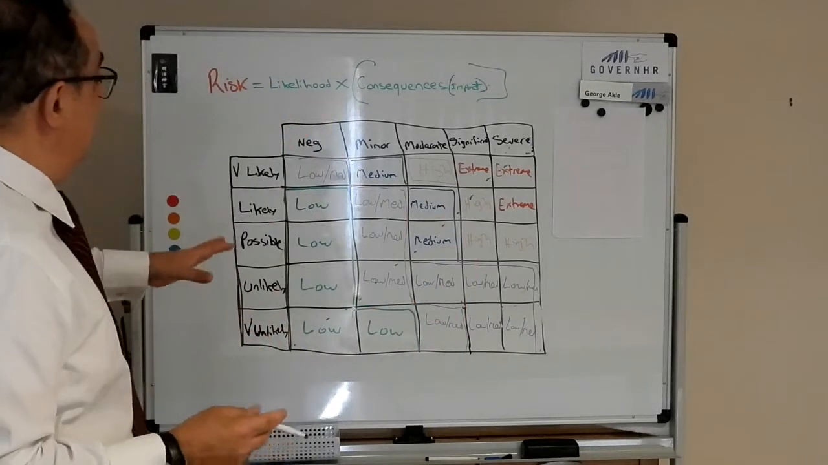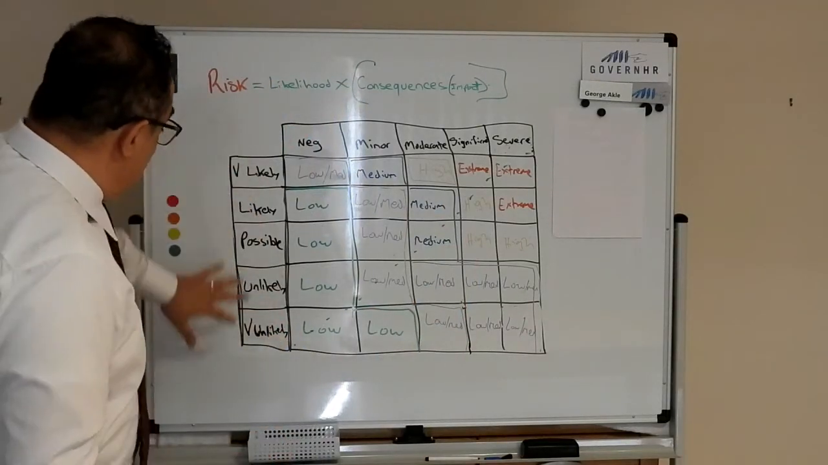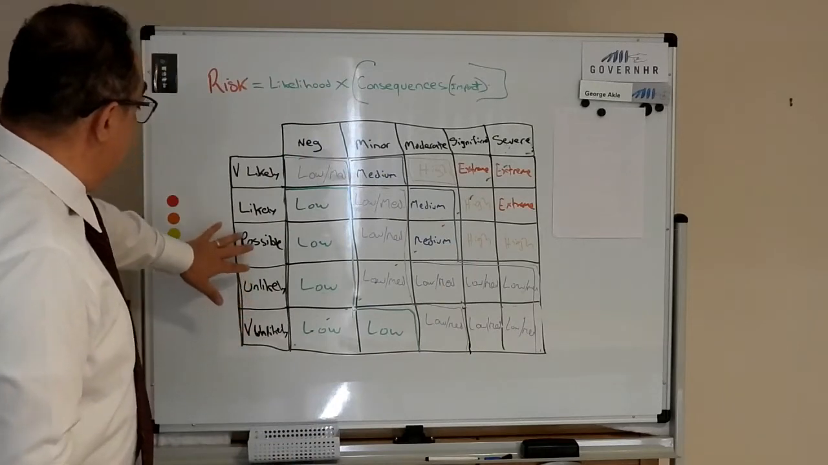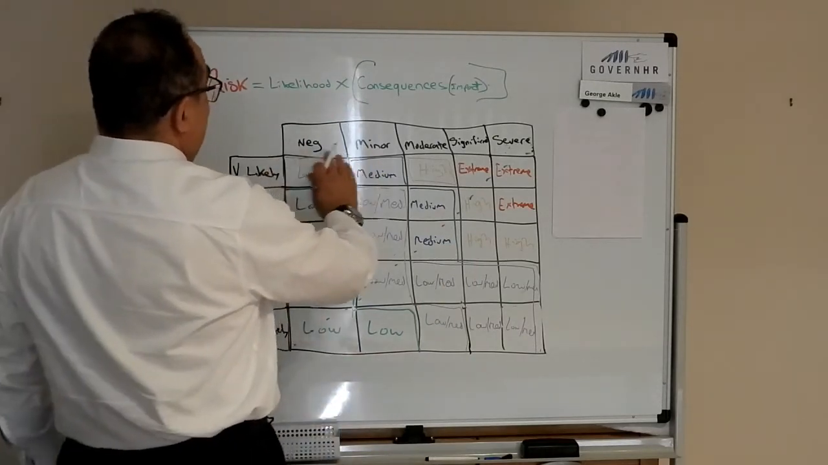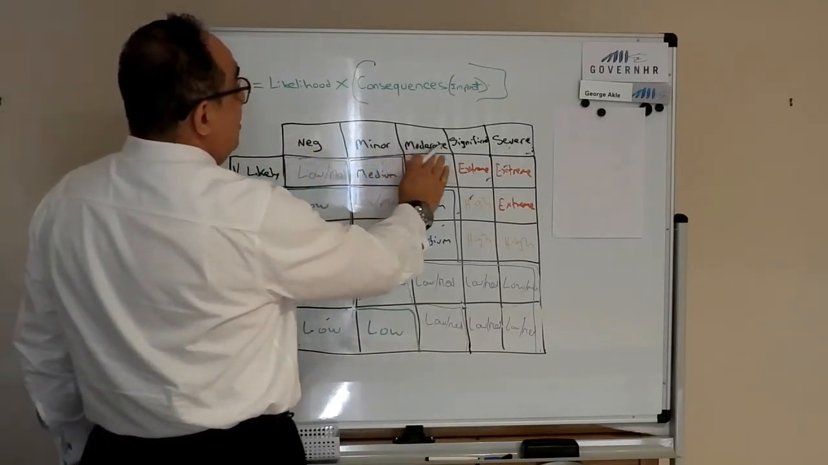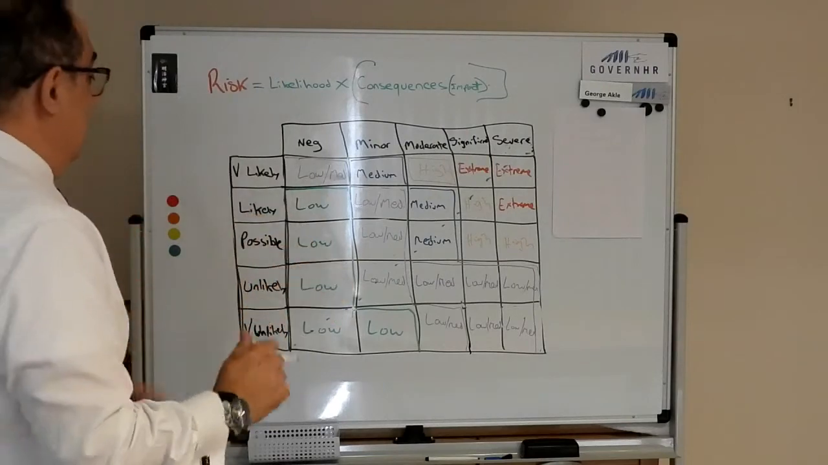So strictly speaking, we can have the likelihood of the event occurring: very unlikely, unlikely, possible, likely, very likely. You can have the impacts: negligible, minor, moderate, significant, or severe. So that sounds fairly straightforward.